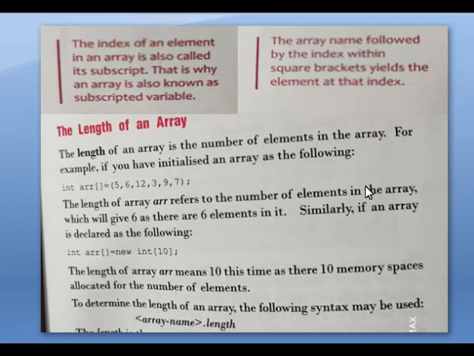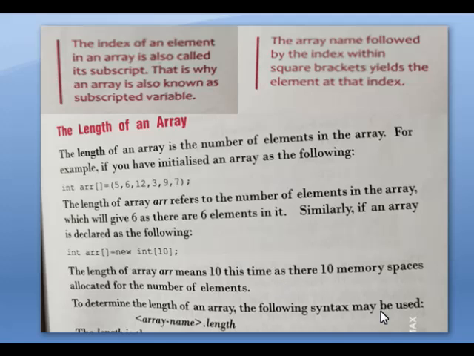Similarly, if an array is declared as the following, int ARR of new int of 10. Okay, so the memory space occupies 10 elements. So the length of this array is 10. The length of the array ARR means 10 this time, as there are 10 memory spaces allocated for the number of elements. To determine the length of an array, the following syntax may be used: array name dot length.